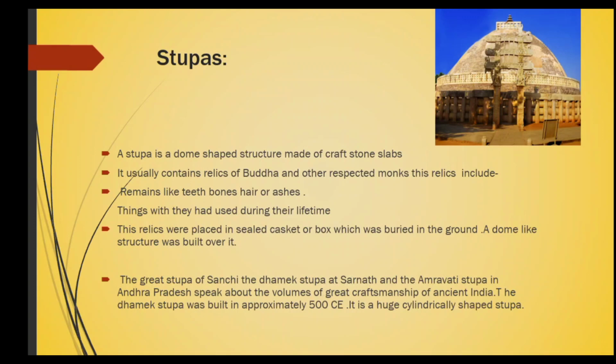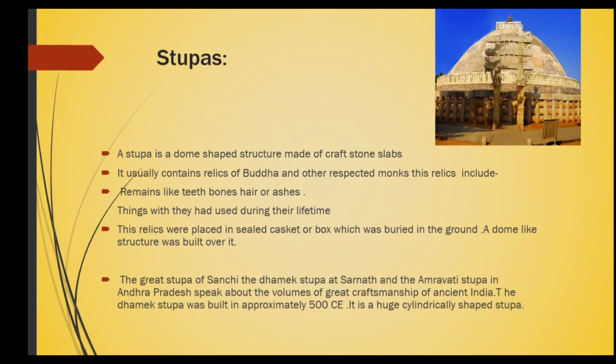Now coming to stupas. A stupa is a dome-shaped structure made of carved stone slabs. It contains relics, or the ancient remains of Buddhas and respected monks. These relics include remains like teeth, bones, hair or ashes, the things that they used in their lifetime. They were placed in a sealed basket or box, and over that a dome-like structure was built for the security of those relics, the ancient remains.